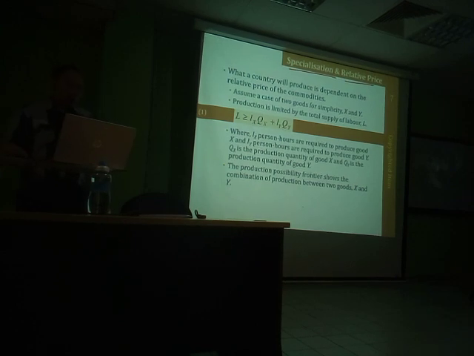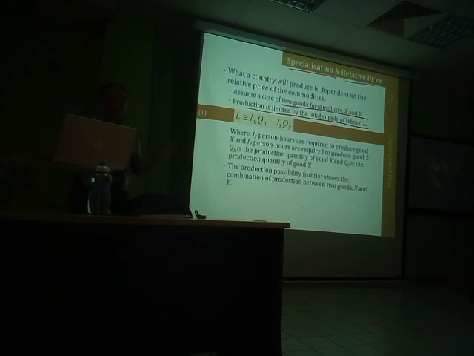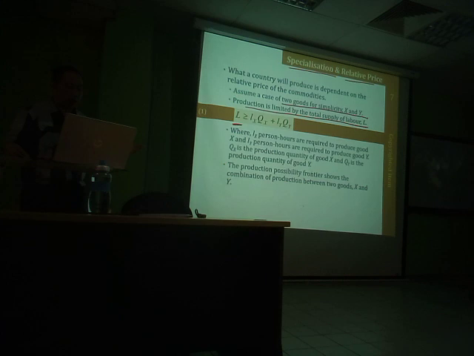Now, assume a case of two goods here. We call them X and Y for simplicity. Production is limited by the total supplies of labor. I don't know whether you still remember the concept we learned from microeconomics. We have the budget constraint, meaning that what we want to buy is limited by our income. And the same applies here. What the countries want to produce is limited by the resources in the country. Because we are focusing on labor here, our resource is labor, as you can see here. The big L is labor. It's also the total labor that we have in the country, right?